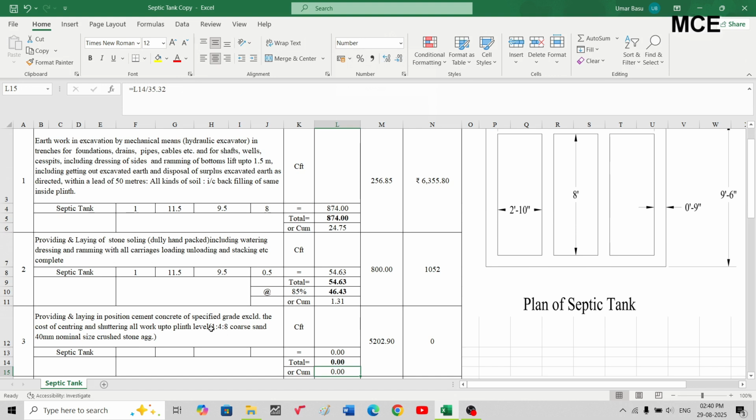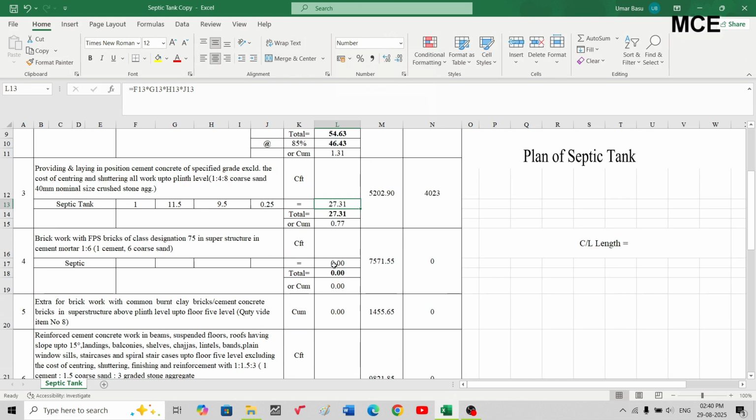Okay, that is 1 cement, 4 sand and 8 stone aggregates in the ratio of 1:4:8. Again the plan area for this will be the same, that is 1 into 11.5 into 9.5, and the thickness for this, let us take it as 3 inches. 3 inches in feet is 0.25 feet.